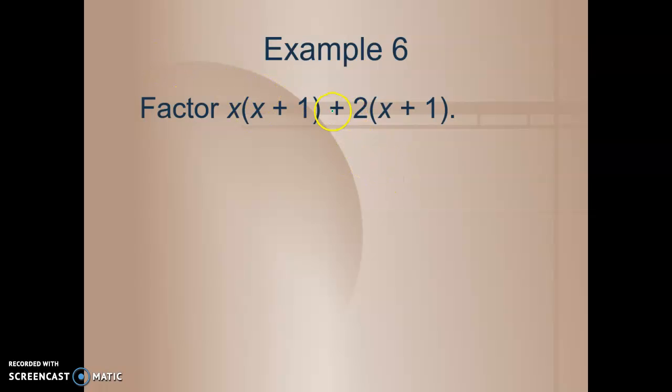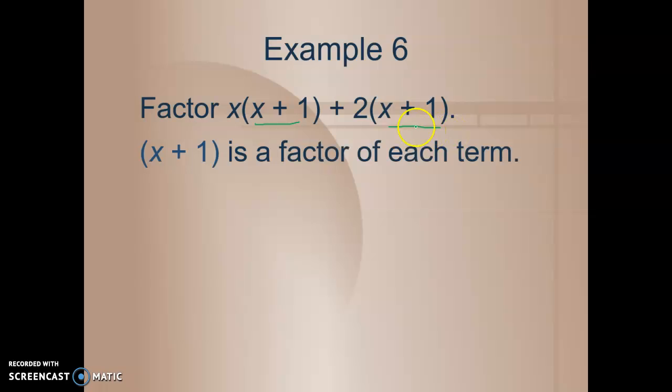Let's factor x times (x plus 1) plus 2 times (x plus 1). You'll see that they have a common binomial or a common factor there, so we're going to write that common factor on the outside first, and then in our second set of parentheses, we write the sum of the quotients, so x plus 2. So this is factored as (x plus 1) times (x plus 2).